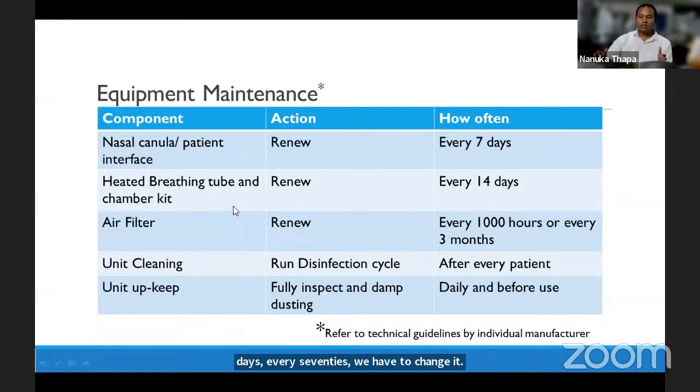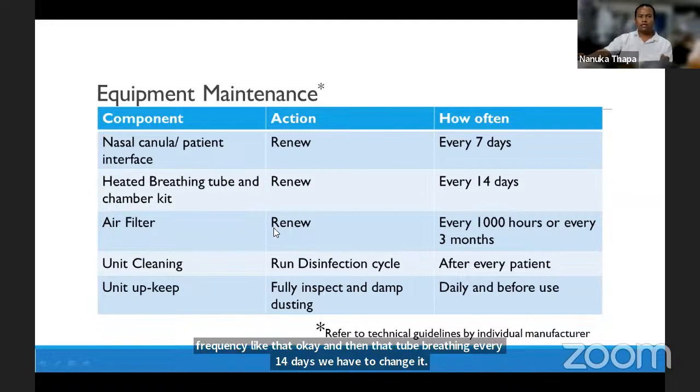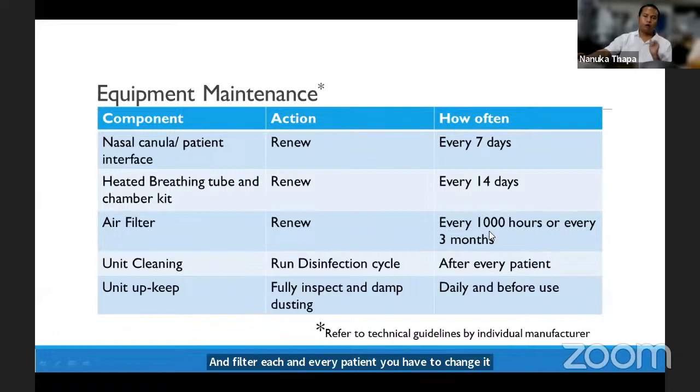In a situation like ours, where money is a problem, especially in government settings, we cannot do that so frequently. The breathing tube we have to change every 14 days, and the filter for each and every patient. And if the same patient is using it, at least every 3 months or 1,000 hours. Unit cleaning is to be done by the technician. I don't think you have to do much on that.